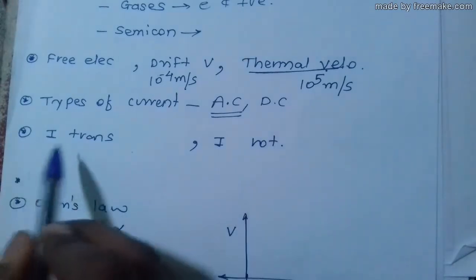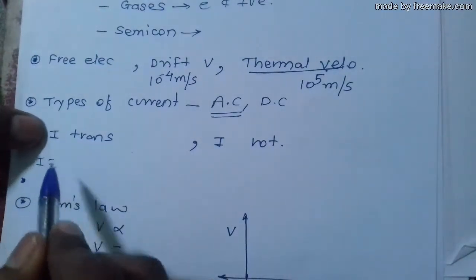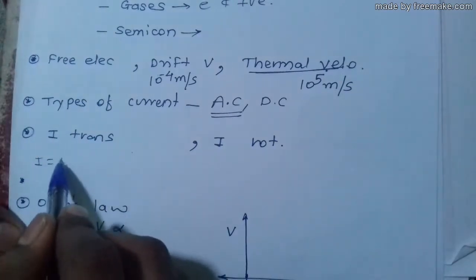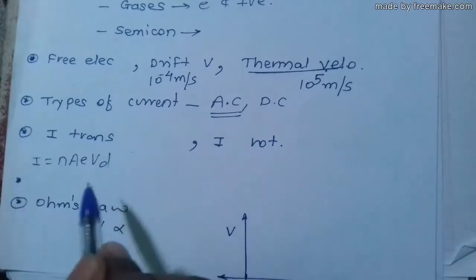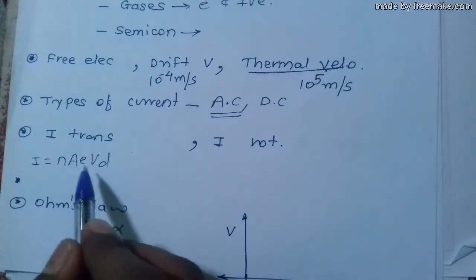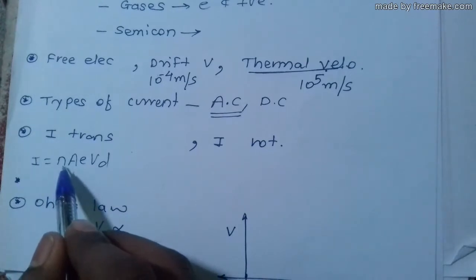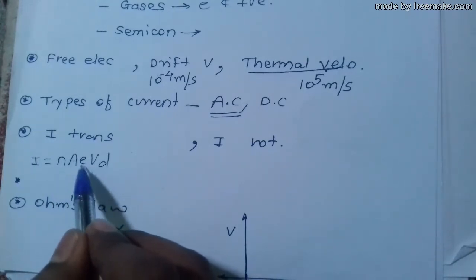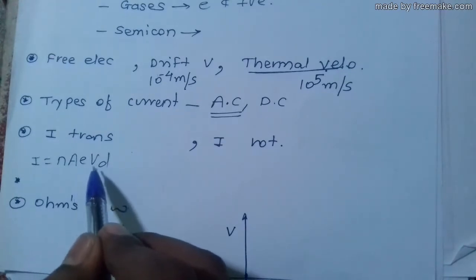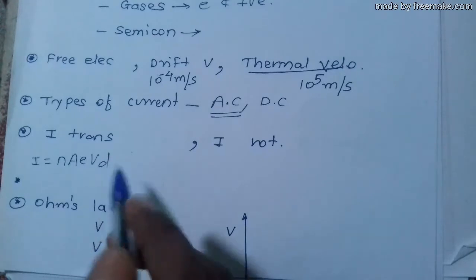Okay. Then current due to translatory motion of charge. What is the formula? I is equal to N A e Vd. N is the number of free electrons per meter cube. A is the cross-sectional area of the conductor. e is the charge on the electron. And Vd is the drift velocity of the electron.